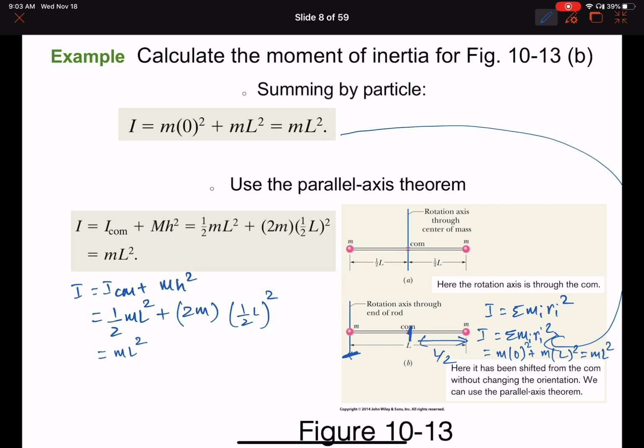So this is how we got this I center of mass. Let's calculate it. The first mass is located at negative L over 2, squared, plus the second mass, which is M, at L over 2, squared. That gives you 1/2 ml squared.